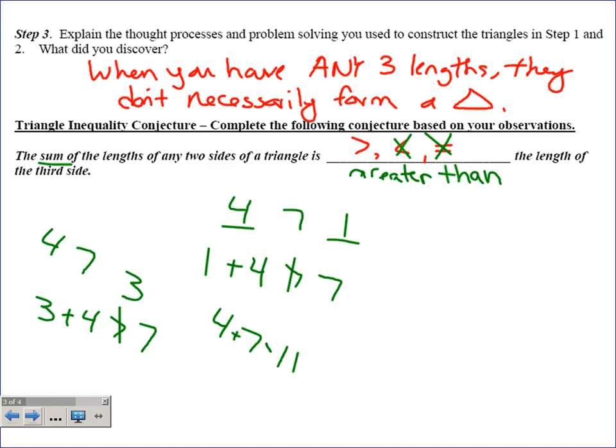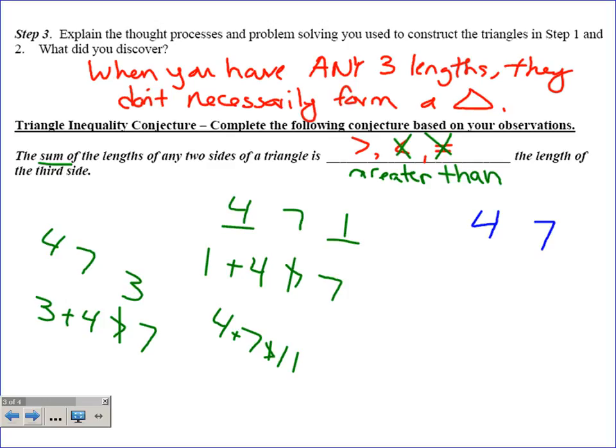4 plus 7, is that greater than 11? No, it won't work. Okay, so there's kind of this rule that we have here, and here's how it works. If I'm given two sides like 4 and 7, and I need to figure out my range of values for the other two, it's actually really easy.